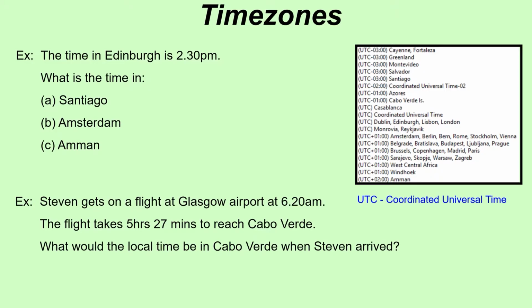www.highschoolmaths.co.uk. Today we're going to be looking at time zones. So time zones are something you will use if you're going on holiday to a different country, and they will be in a different time zone. So their time will either be ahead of your time, our time, or behind.